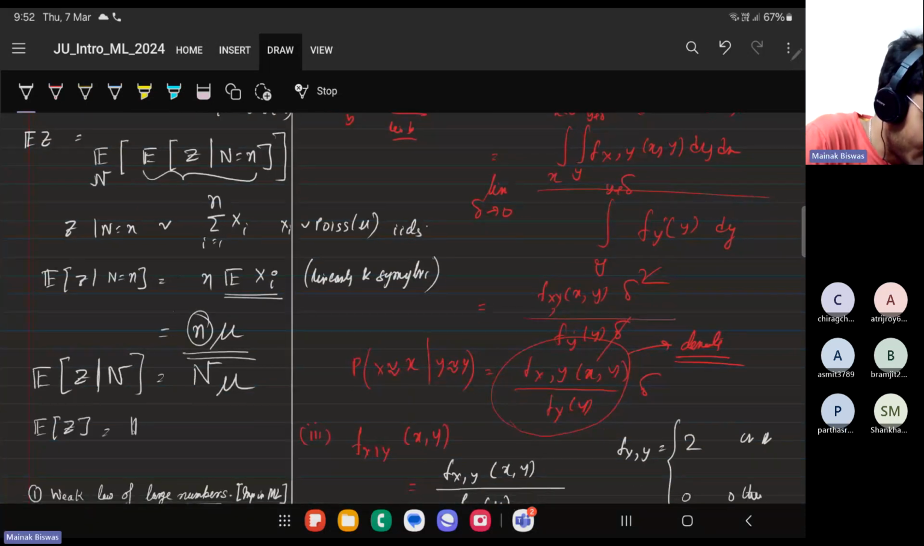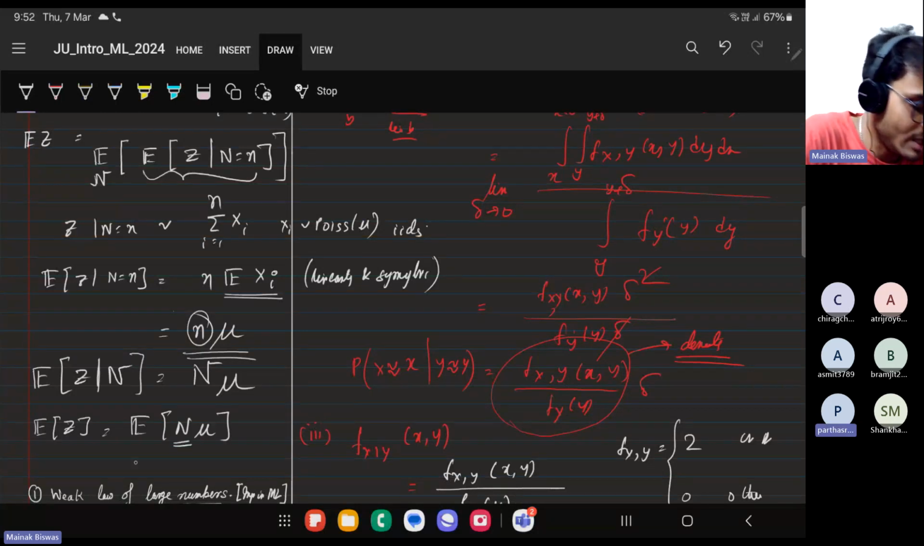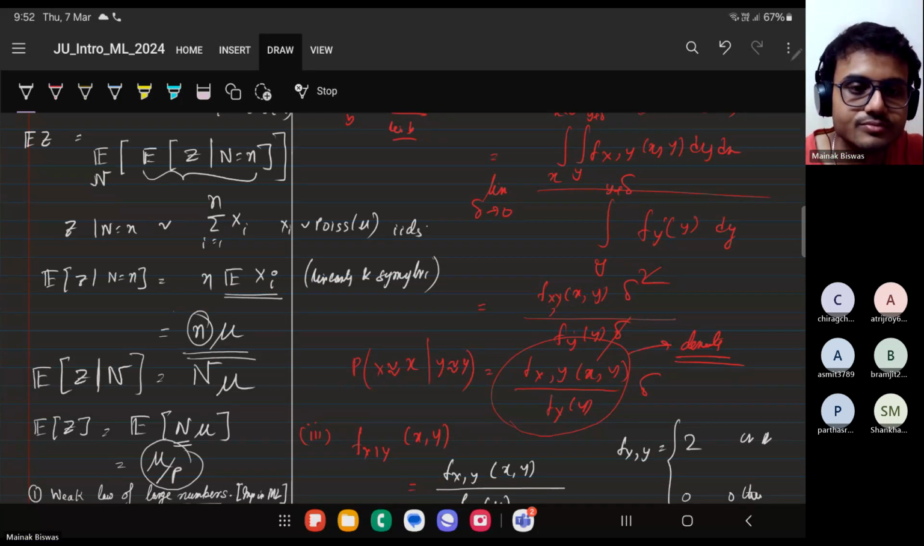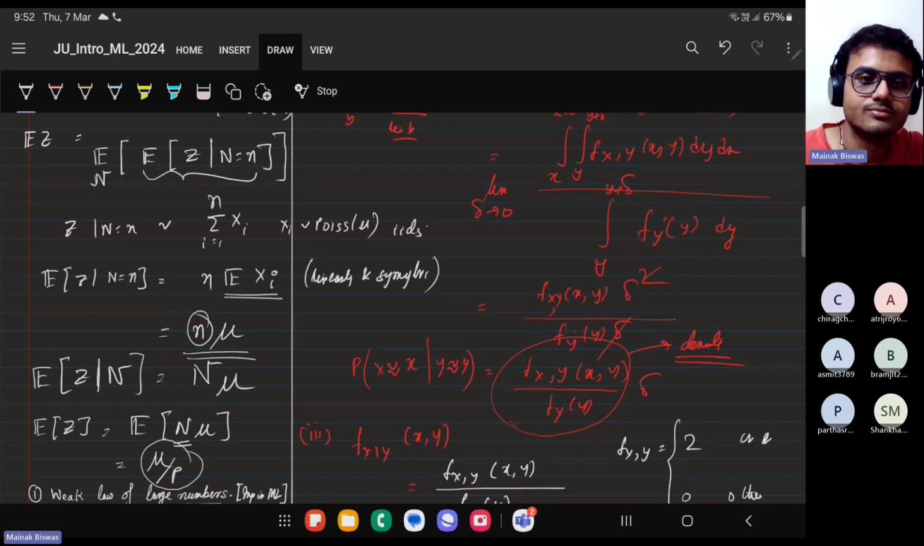And now expected value of Z would be nothing but the expectation of N mu. What is the expected value of N? N is geometric p, so it is 1 by p. So it's mu by p. Right? No doubts?